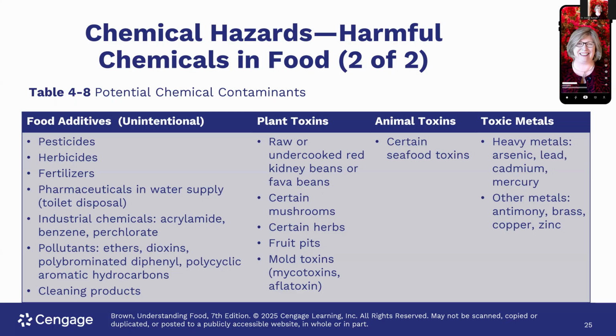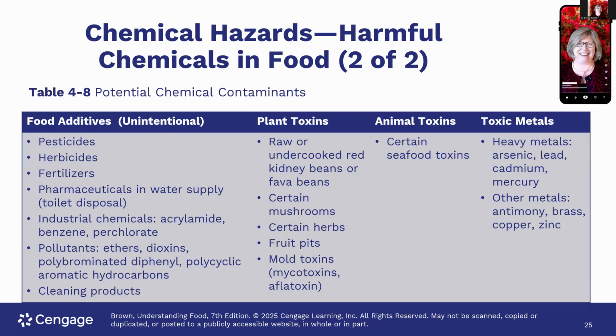Table 4-8 shows some food additives that would be unintentional: pesticides, herbicides, fertilizers, pharmaceuticals in the water supply, which we do see in the groundwater from people discarding unused pharmaceuticals in the water. Industrial chemicals, pollutants, cleaning products. You always store cleaning products under a food preparation table in a kitchen, never above it where they could potentially fall into the food. You have plant toxins and animal toxins and toxic metals, heavy metals such as arsenic, lead, cadmium, mercury, and other metals.